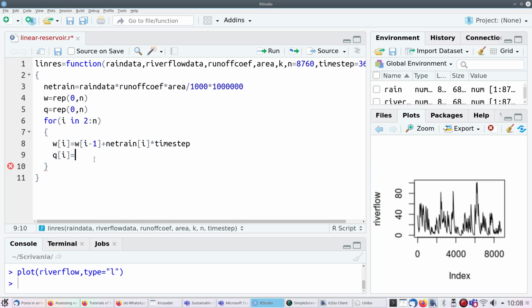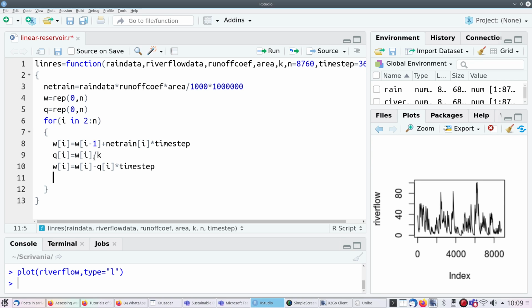any question. Now, let's compute QI. QI is equal to WI divided by K. Good. Now, we need an additional instruction, because QI is subtracting some storage from the catchment. So we need to compute the new value. And the new value is WI equal to WI minus QI times time step. Okay.